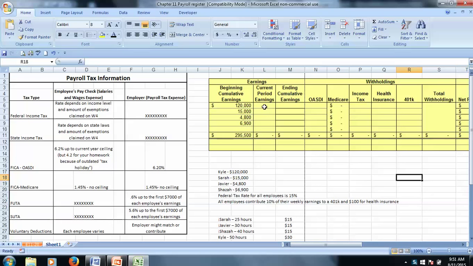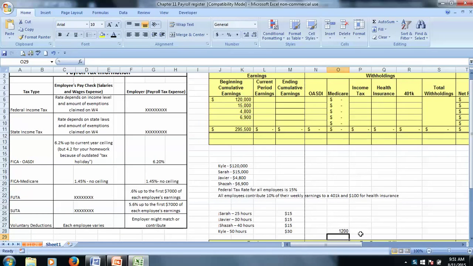So step one is we're going to calculate what were the current period earnings for each employee. So the first person is Kyle, and Kyle worked 50 hours, and we just said in the previous slide that if you work over 40 hours, you are paid at 1.5 times the rate. So Kyle worked 40 hours at $30 an hour for a flat rate, a standard rate of $1,200.